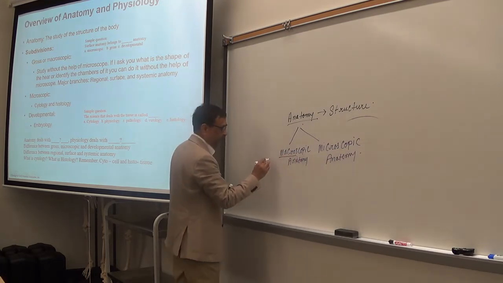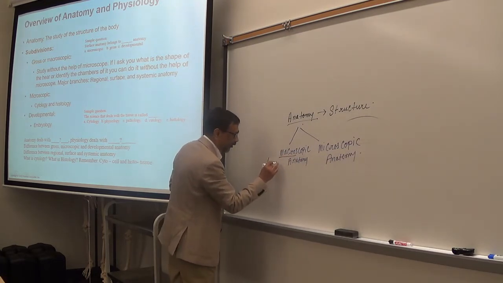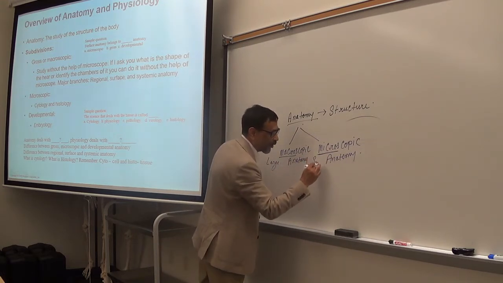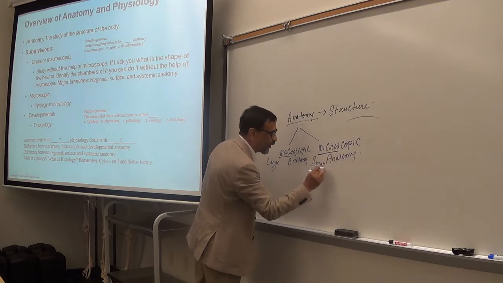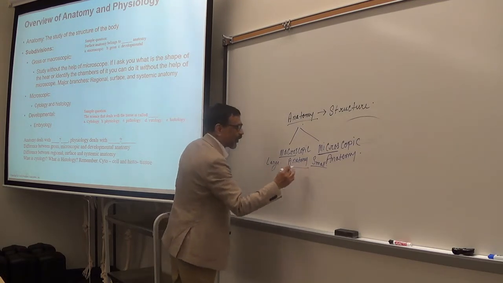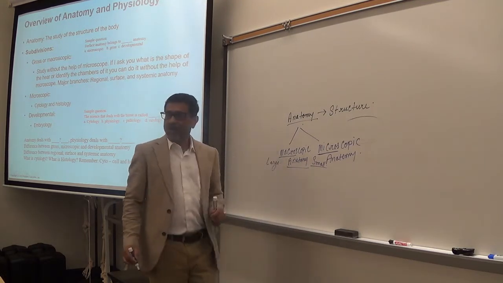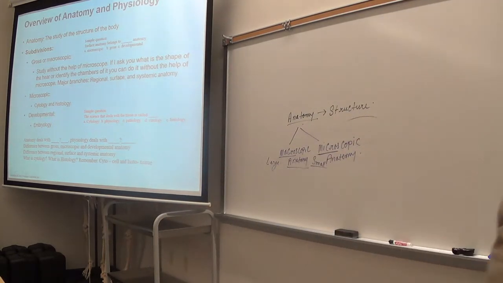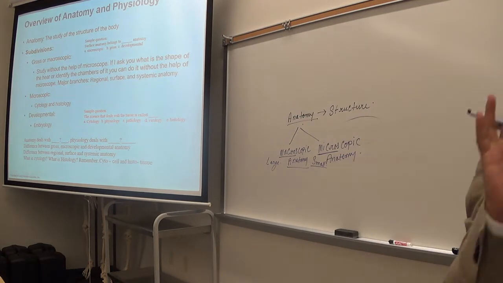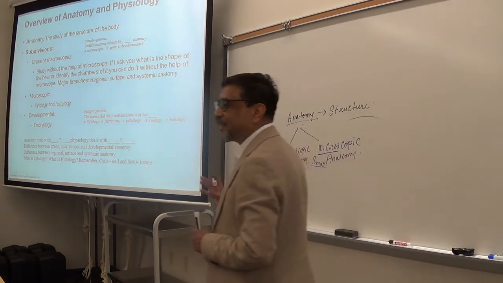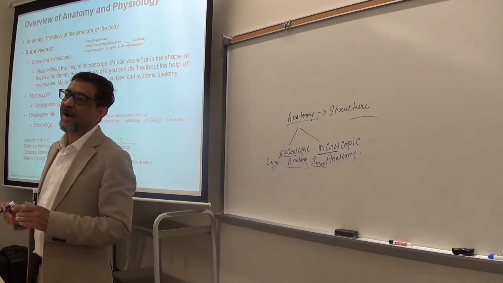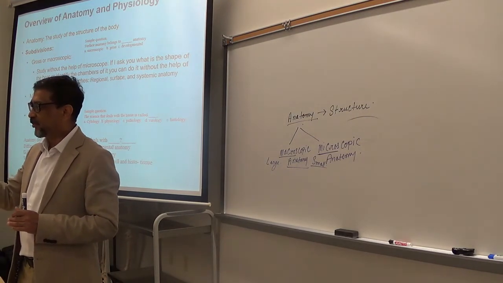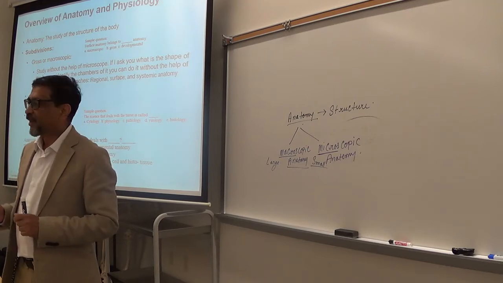Macro means large, big, and micro means what? Small. Very small, micro. Okay? So macroscopic anatomy is the study of large structures that you can see with your eyes. Okay? Is it clear? Big things you can see with your eyes.